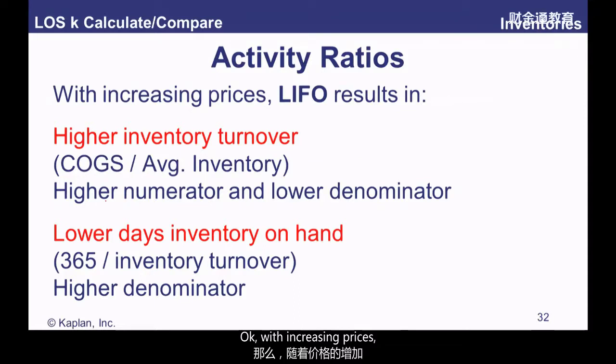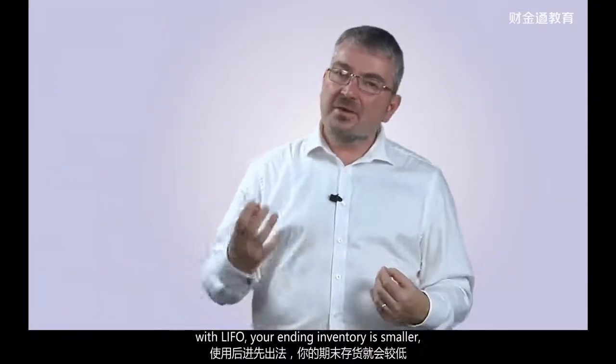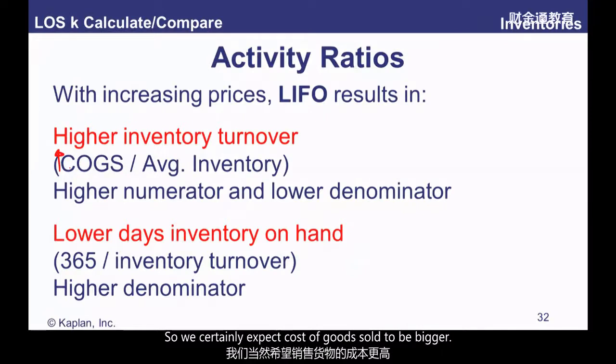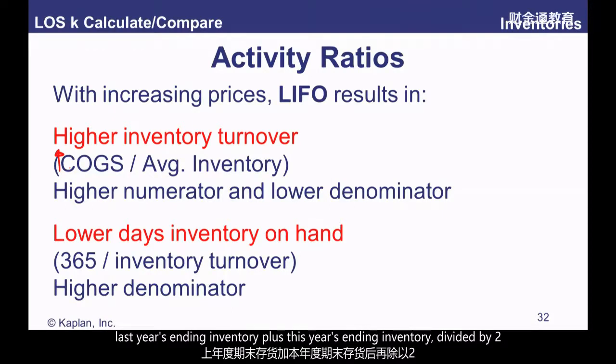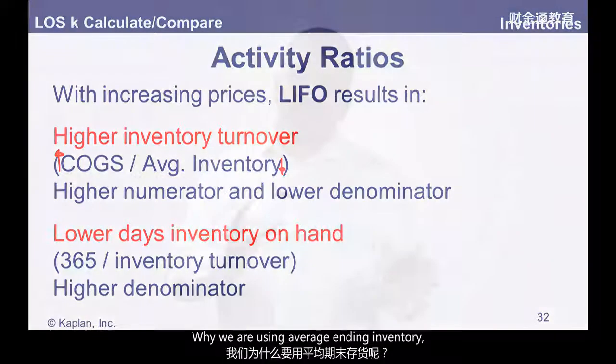Okay, with increasing prices, so inflationary prices, LIFO results in higher inventory turnover. So notice here's our inventory turnover, cost of goods sold over average inventory. Well, let's think about our cost of goods sold. Beginning inventory plus purchases less ending inventory. Remember, we said with LIFO, your ending inventory is smaller, so your cost of goods sold is higher. So we'll certainly expect cost of goods sold to be bigger. Under LIFO, our ending inventory is lower. So average inventory, last year's ending inventory plus this year's ending inventory divided by 2, is going to be smaller.